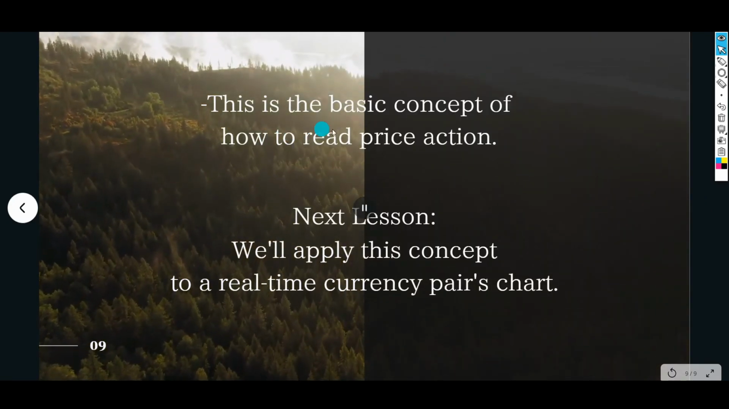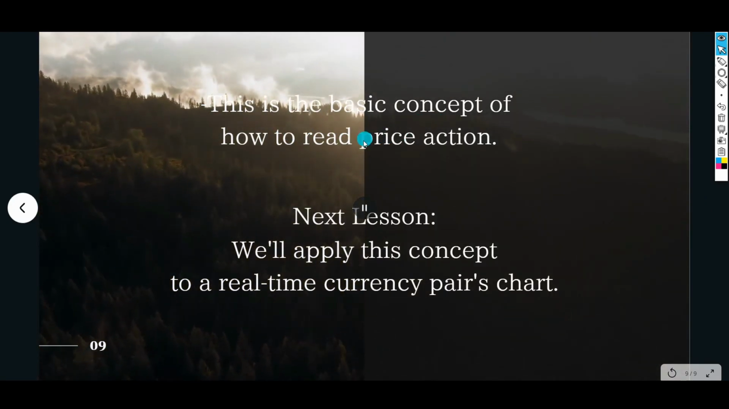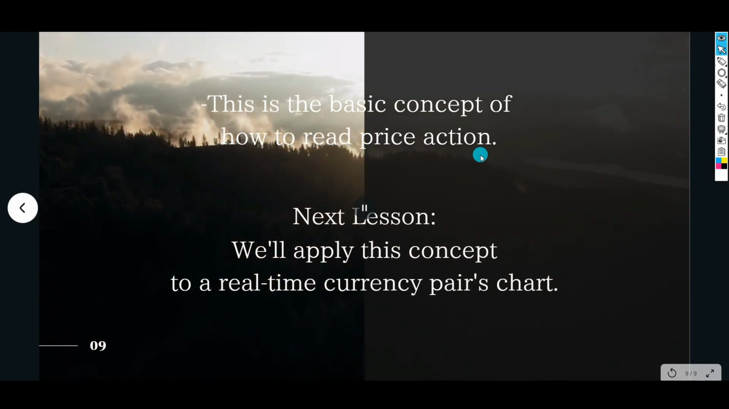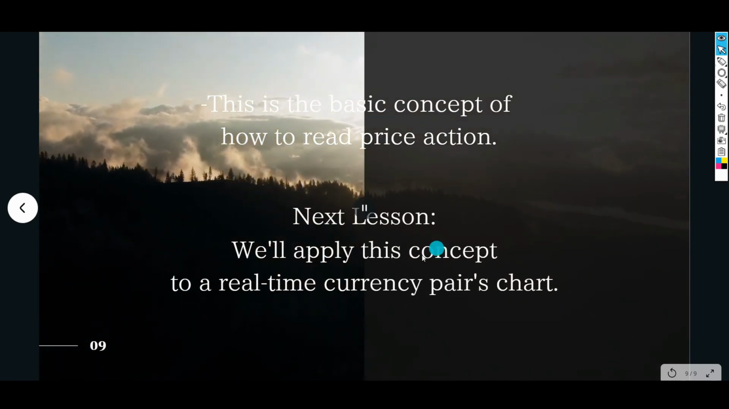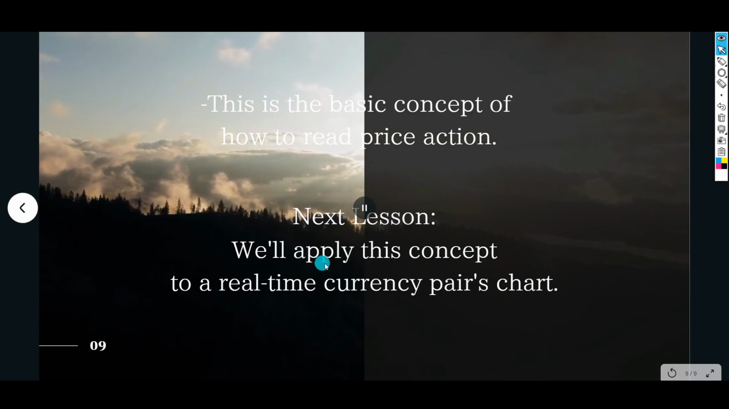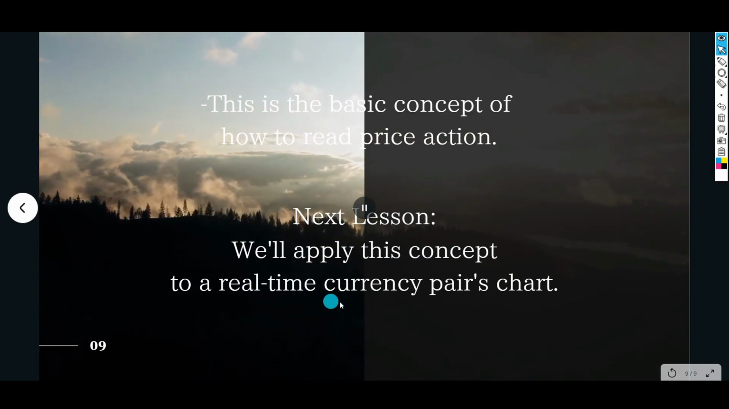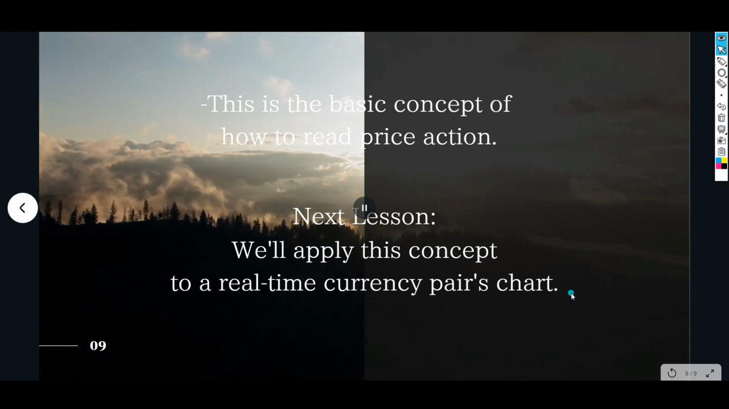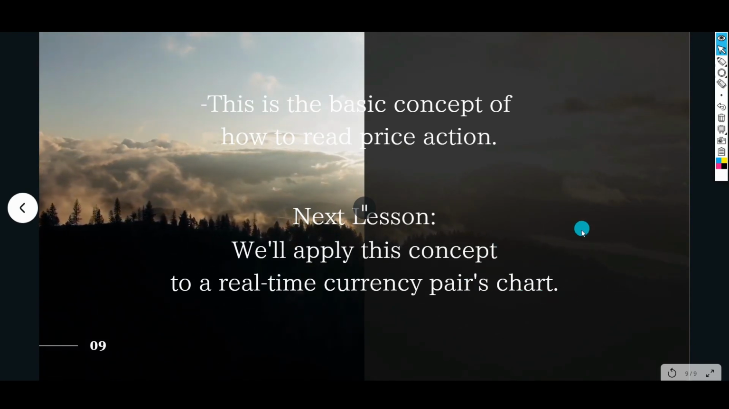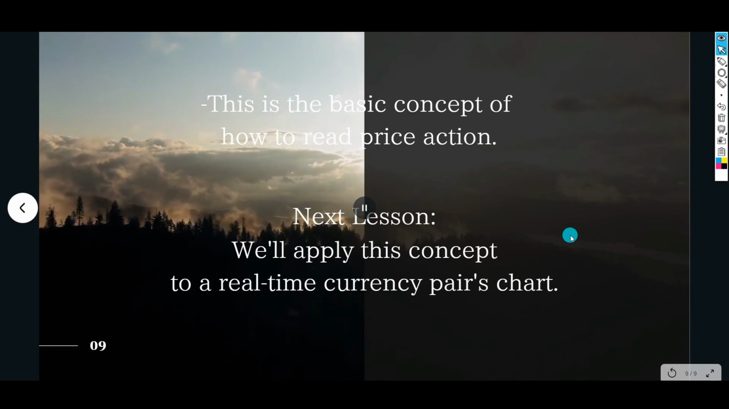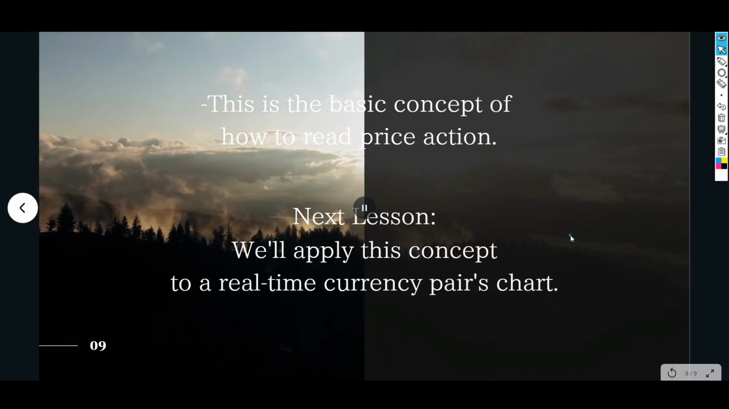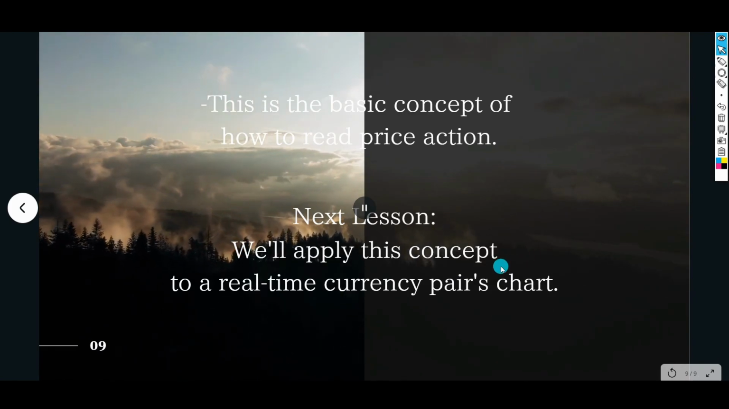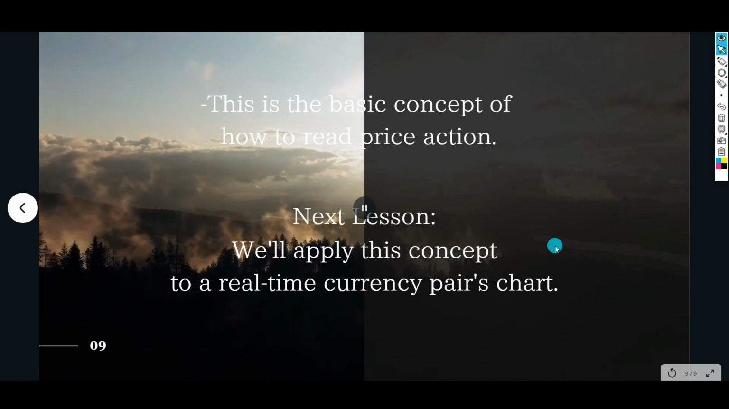So that was the basic concept of how to read price action. In the next lesson, we're going to try applying this concept to a real-time currency pairs chart. I think it'll sink in a little bit better if we do it to an actual chart in real time.